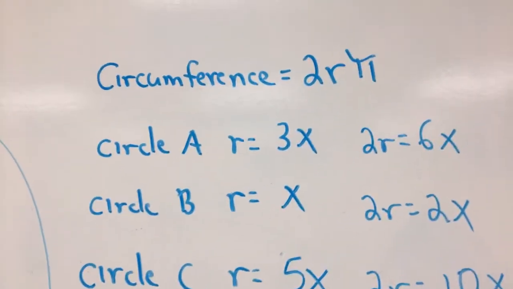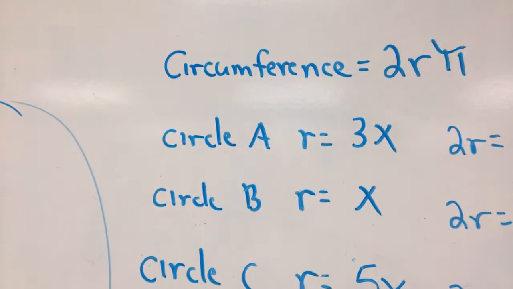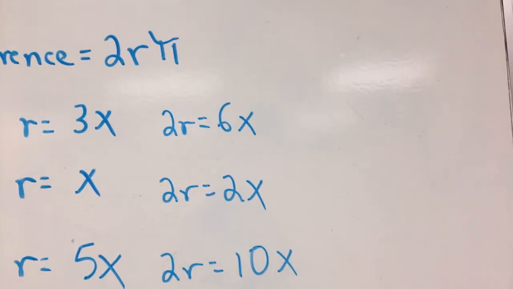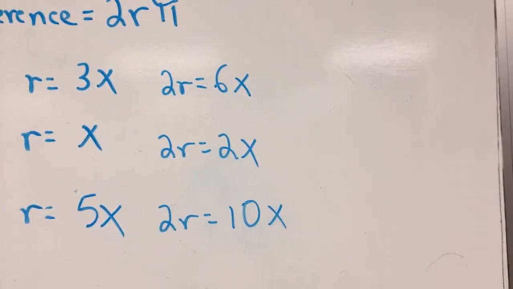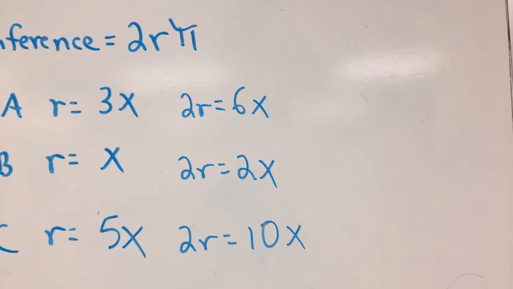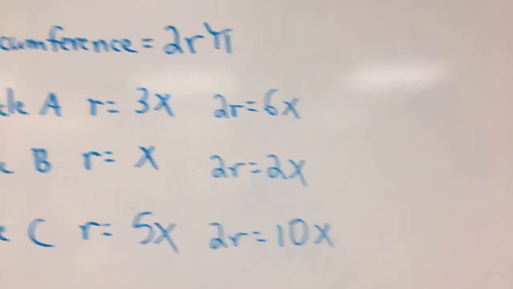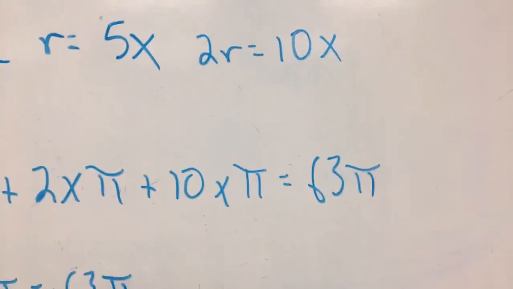Well, if the radius of circle A is 3x, the diameter then is 6x. If the radius of circle B is x, the diameter then is 2x. If the radius of circle C is 5x, yeah, you can guess it, the diameter of circle C is 10x. How do you find circumference? Diameter times pi. So the three diameters times pi is equal to 63 pi. Add them up.